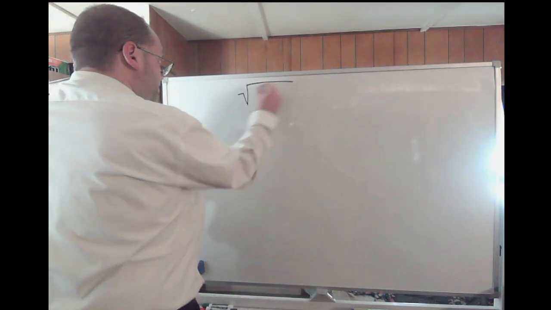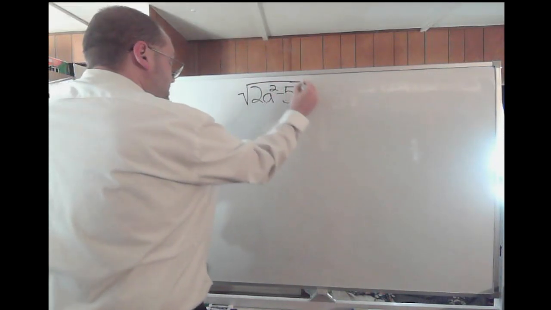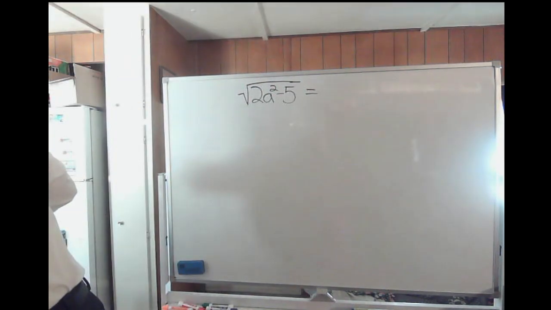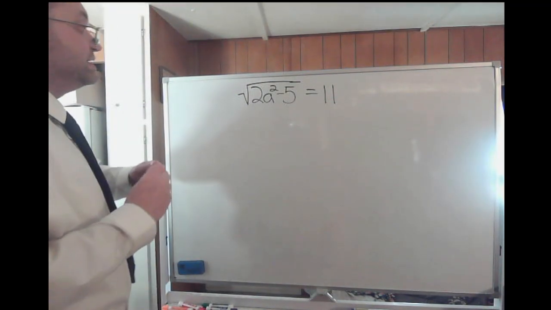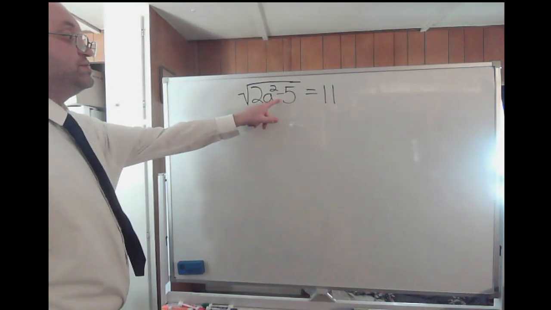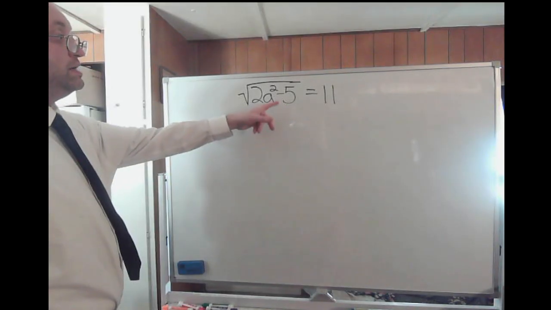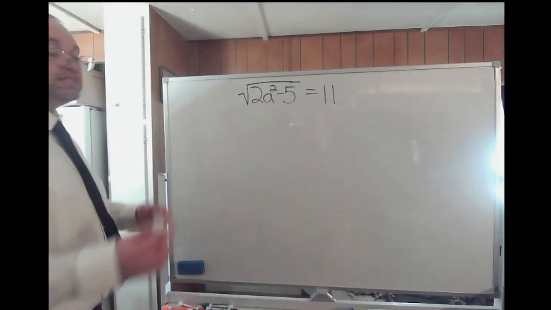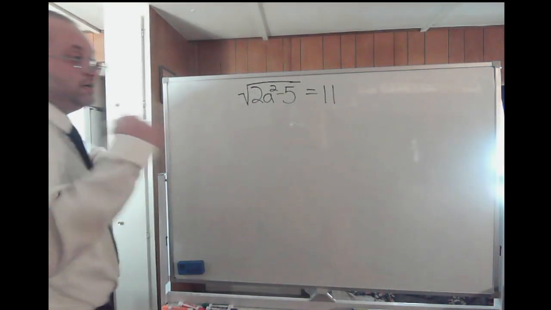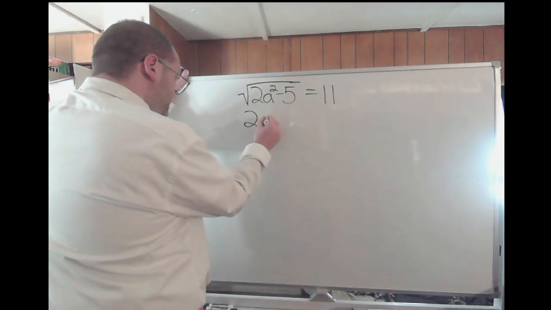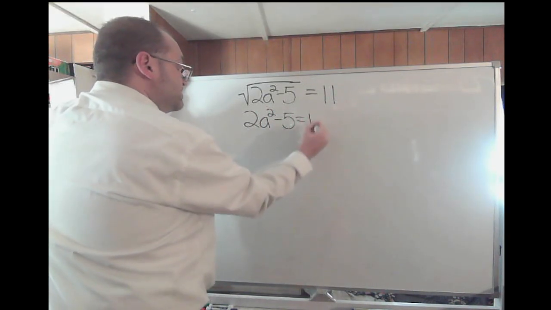We have the square root of 2a squared minus 5 equals 11. Upon first glance, it's almost going to look like you're going to have two solutions because you have a quadratic inside the square root. So let's go ahead and square both sides to get that 2a squared minus 5 out of the square root. If we do that, you'll get 2a squared minus 5 is equal to 11 squared, which is 121.